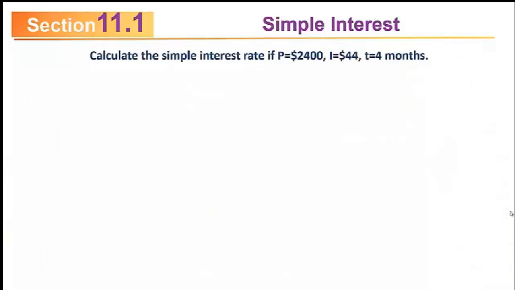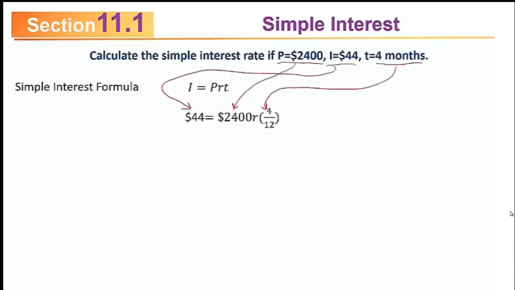How about this one? Calculate the simple interest rate if P is equal to 2,400, I is equal to 44, and T is equal to 4 months. We're looking for the interest rate. So we use the formula I equals PRT, but this time we're solving for little r. The interest is $44, that's I. The principal or present value is $2,400, and it's 4 months. That's 4/12 of a year for T.